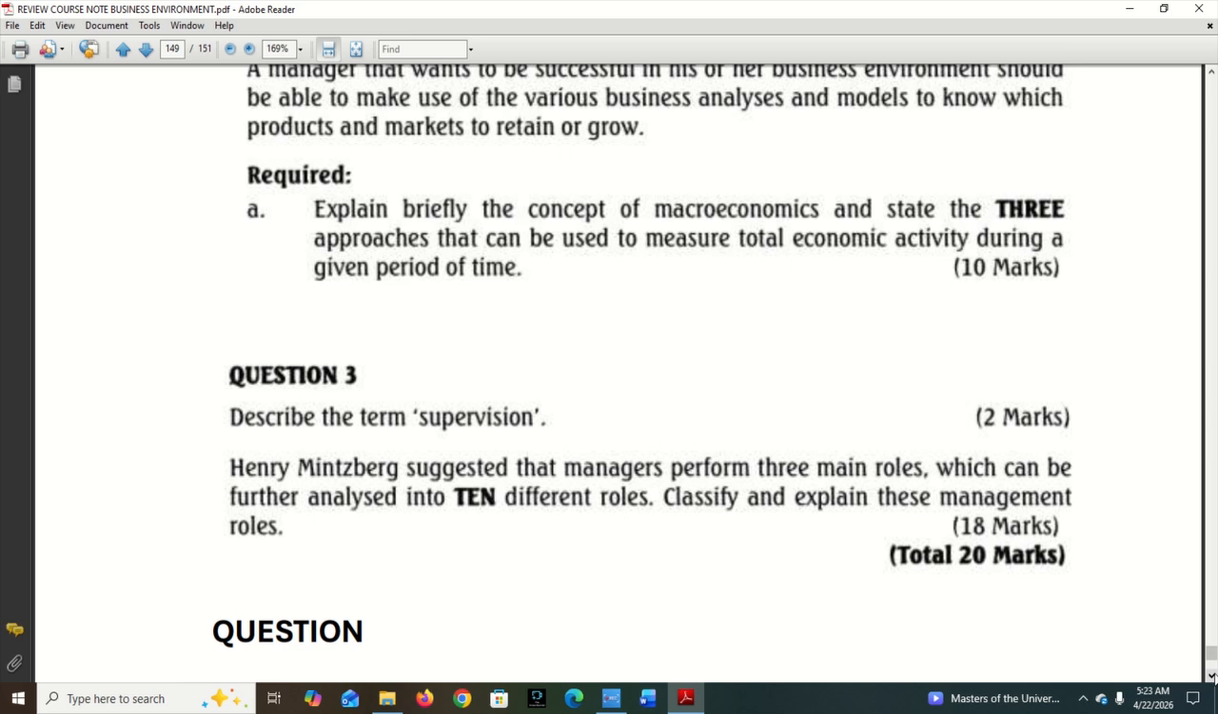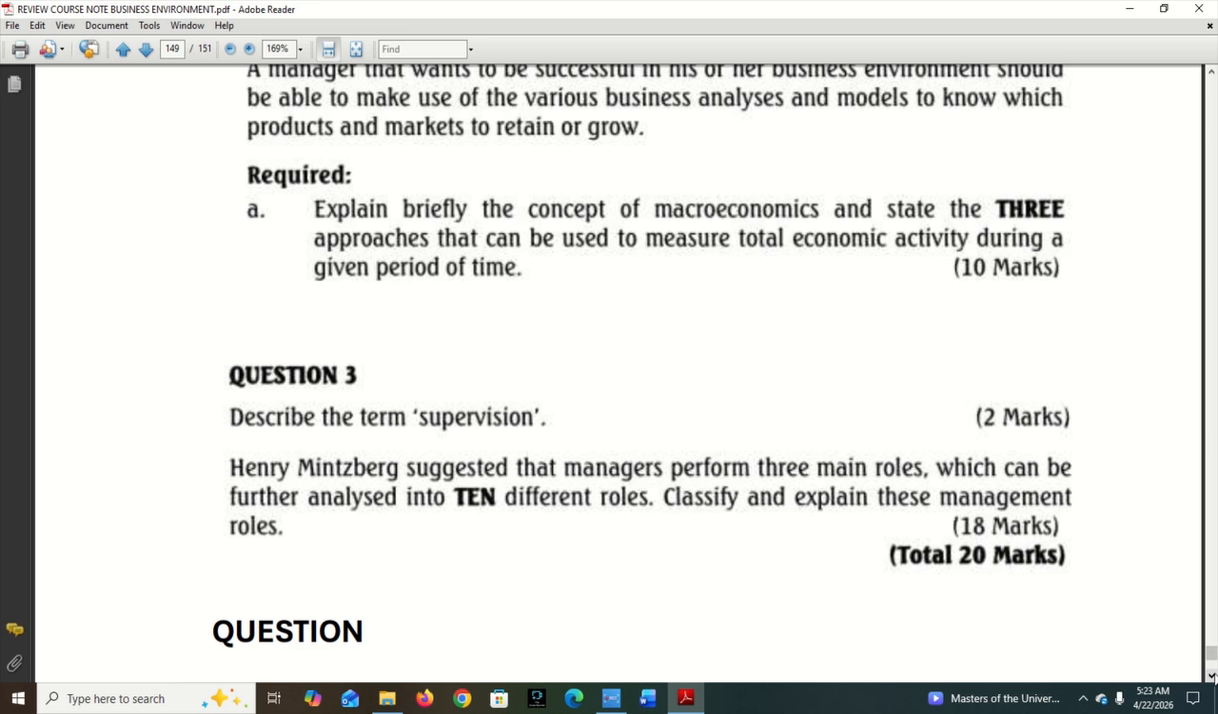Then they can be further analyzed into 10 different roles. I spent time explaining those 10 different roles. Classify and explain the management roles. So that means, one, you first explain the 3 main roles. That's most likely 3 marks. Then the 10 different roles, maybe 1.5 each, to make up your 18 marks.